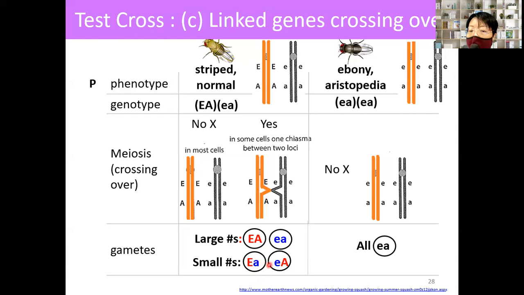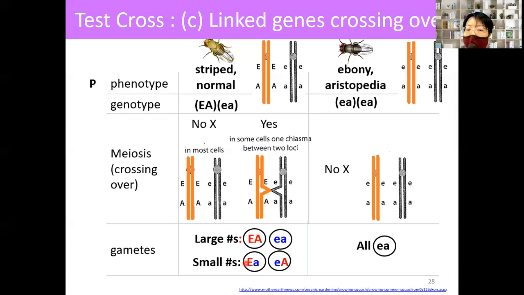So these two types of genotypes in the gametes arise due to crossing over. And crossing over occurs by chance. Because of that, the majority of the gametes will be big E, big A and small e, small a.